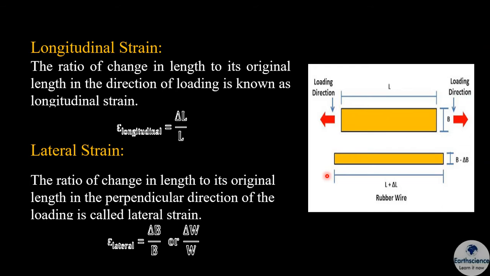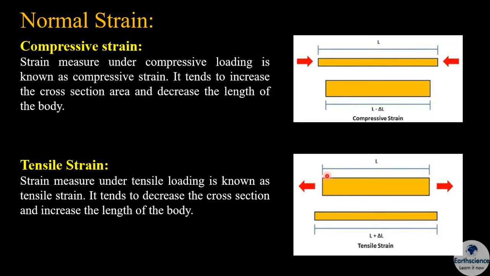If the strain takes place in the direction perpendicular to the applied stress, that is known as the lateral strain. Or in normal strain, that is one type of strain. This is basically due to the normal stress. Normal stress may be of two types: that is, compressive and tensile.